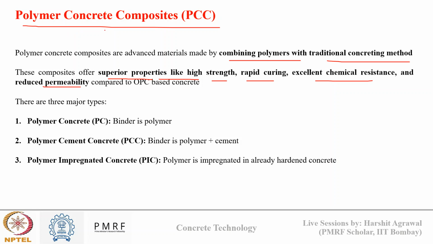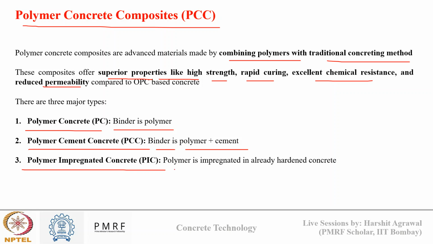Now, in this polymer concrete composite, there are three types. There is polymer concrete, where the binder used is polymer. There is polymer cement concrete, where the binder is both polymer plus cement, and there is polymer impregnated concrete, where polymer is impregnated in an already hardened concrete system. So how do these three types of polymer concrete differ from each other?